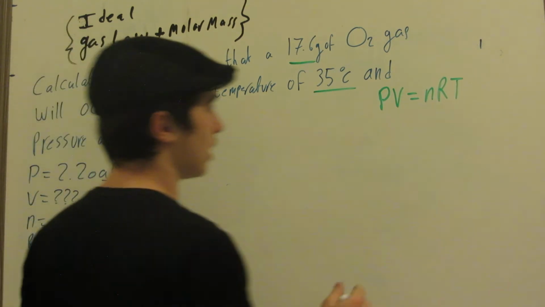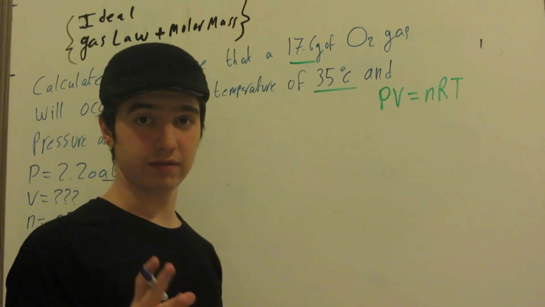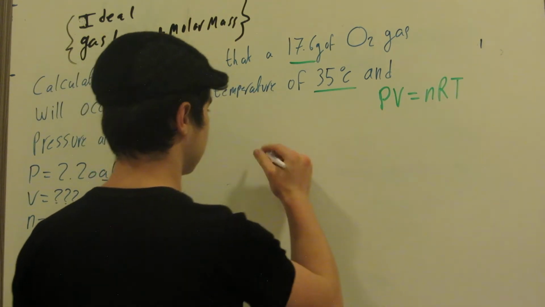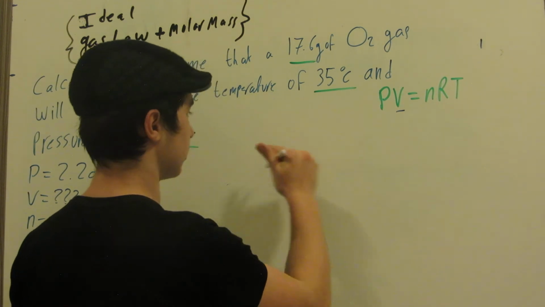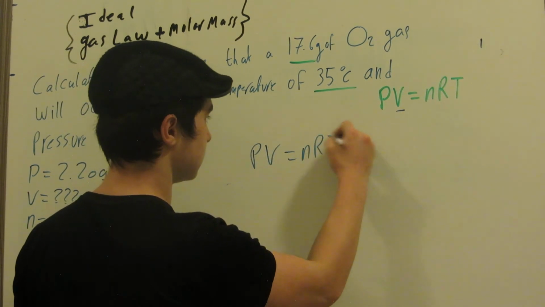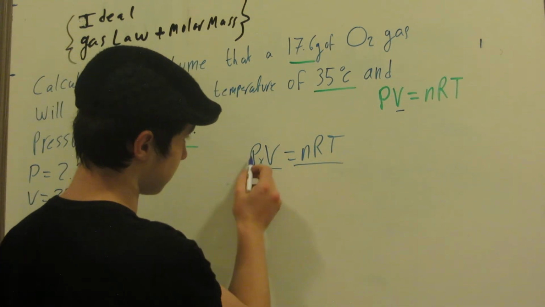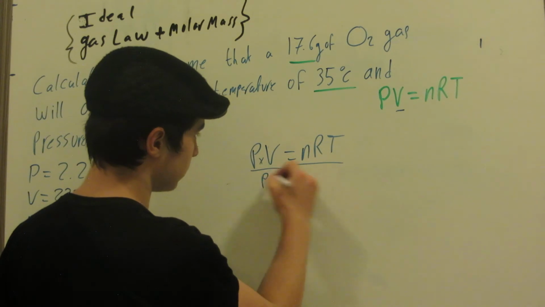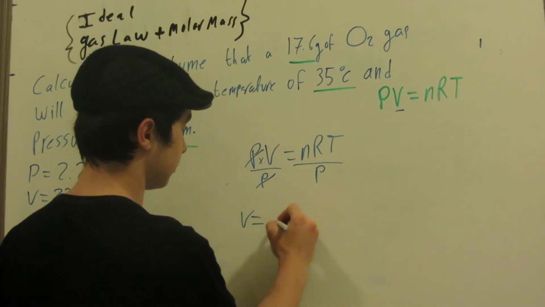In order to solve for the unknown, remember we need to recreate the formula and rearrange everything. What is unknown is V. Now we need to put V on one side of the equation. To do so, we write P times V equals nRT. In order to move the P to the other side and leave V on one side, we divide both sides. So this cancels this out, and we're left with V equals nRT over P.